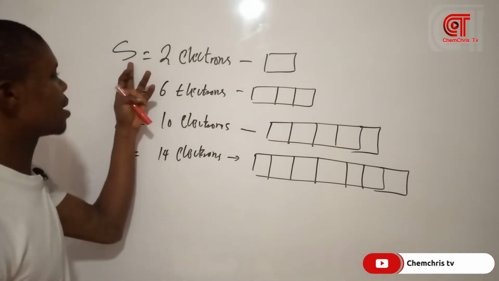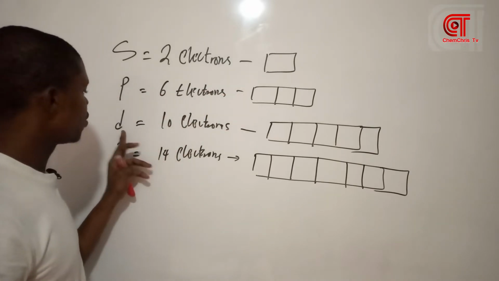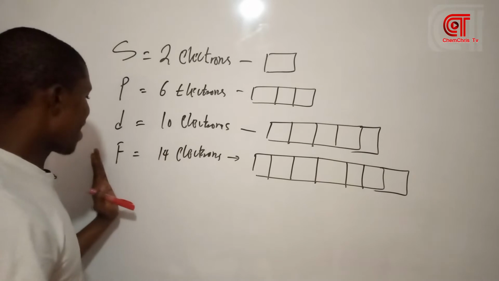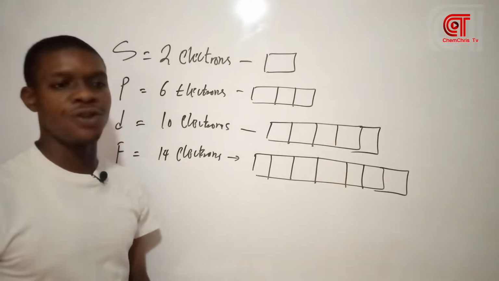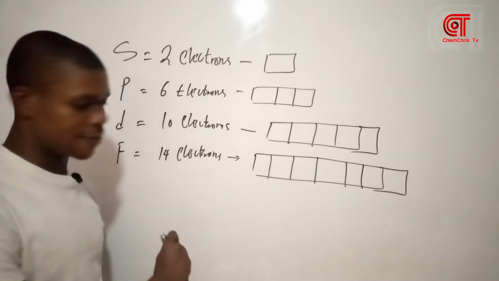Whenever you see s orbital, it is 2 electrons. P orbital can convey 6 electrons. D orbital can convey 10 electrons. F can convey 14 electrons. Please, I will appreciate it if you are writing, because you really want to understand this stuff very well. So you have to take it down.